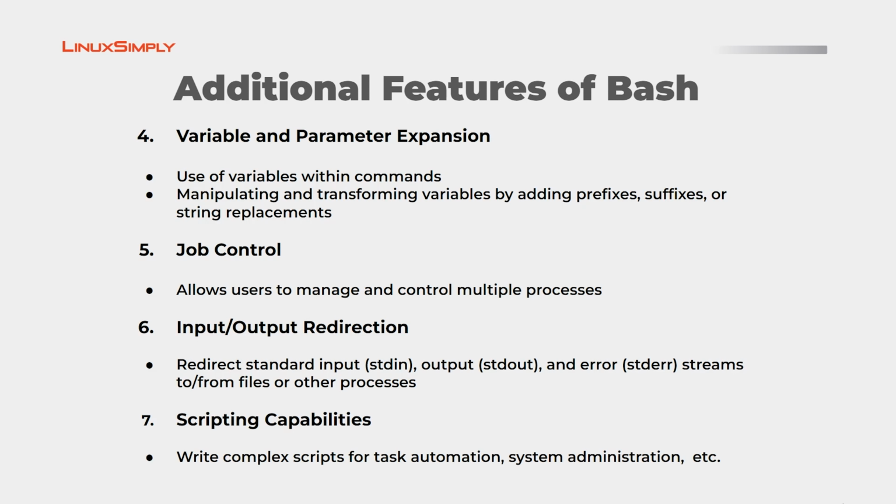Another important feature is job control. This allows users to manage and control multiple processes running in a shell. There is also scope for input and output redirection, which allows users to redirect standard input, output, and errors from or to files or other processes. Last but not the least, Bash has extensive scripting capabilities for task automation, system administration, software installation, and so on.